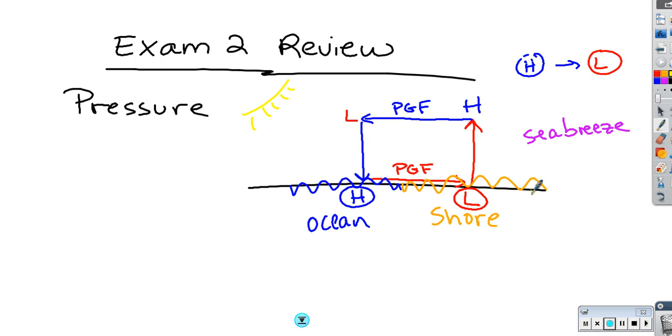So the onshore winds moving off the ocean are generally cooler winds, and that's what keeps the shore cooler during the day. That's what we call the sea breeze.